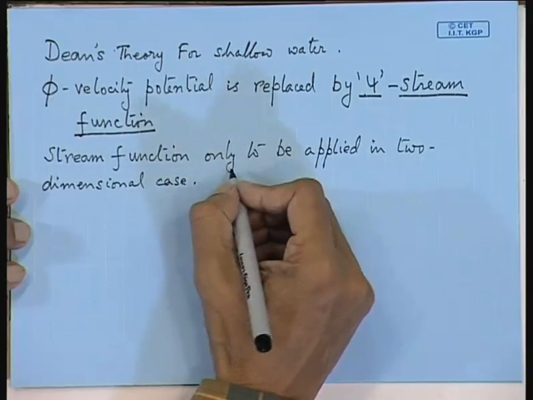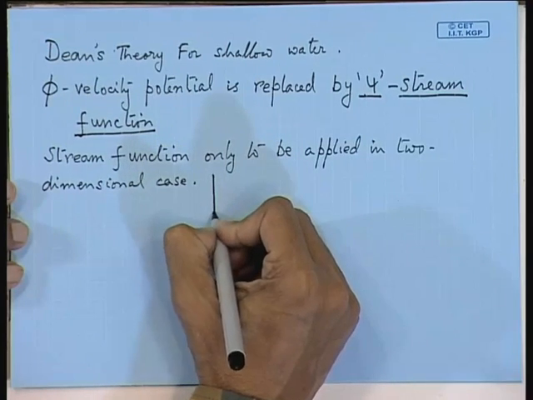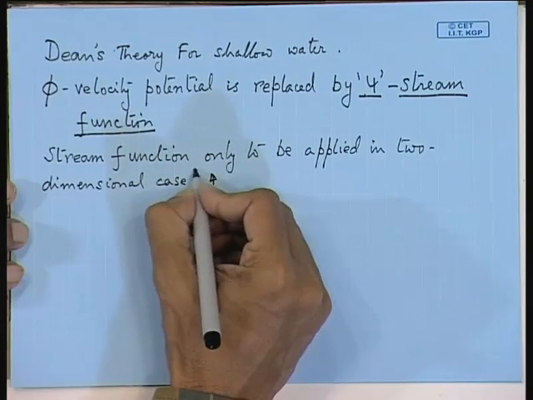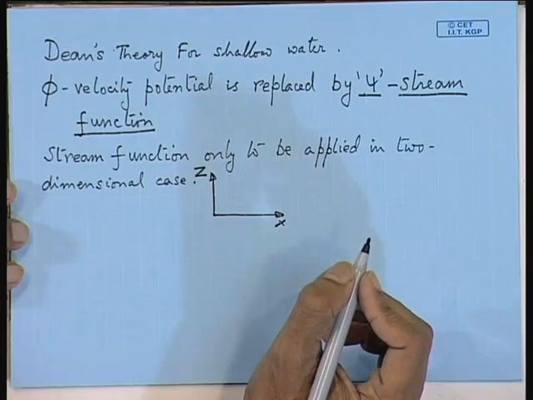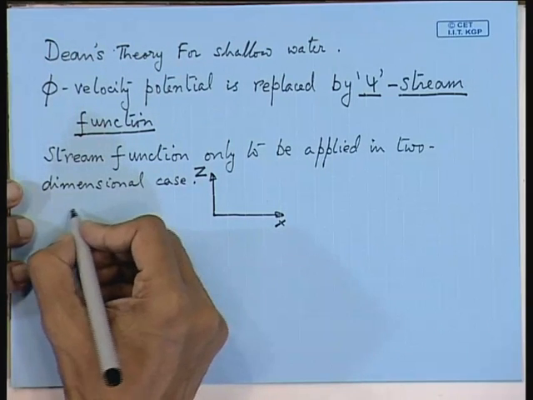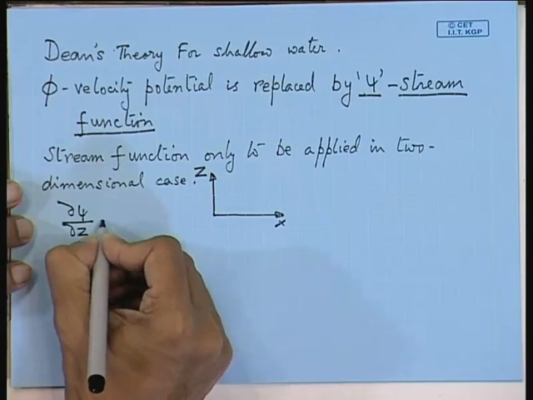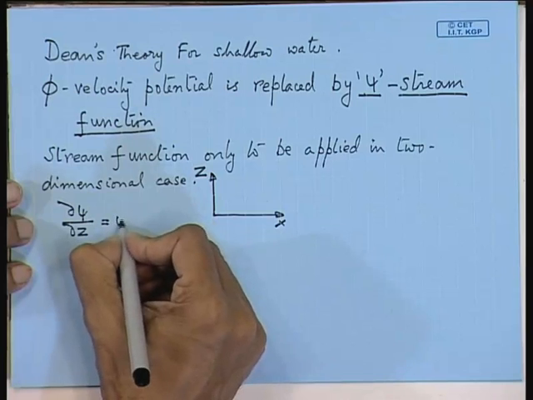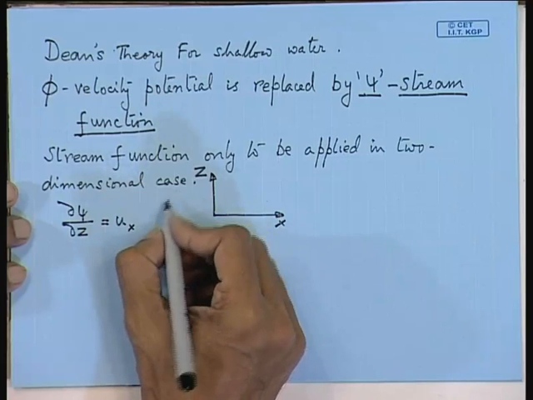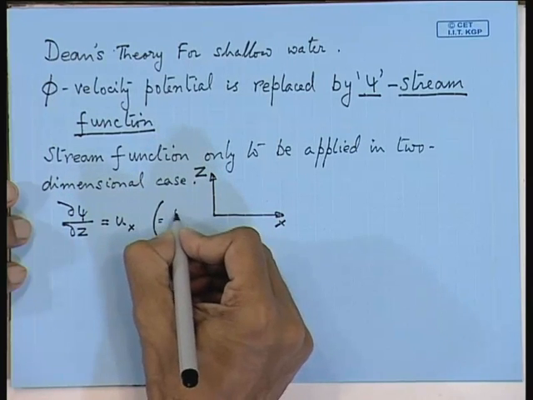Say here you apply it in the vertical xz plane. Say in this plane you can apply it. Say this is your x axis and this is your z axis. So, in this plane if you apply, then you can get your velocity, that is del psi over del z. So, that will be equal to your velocity in the x direction. Now, what is the velocity in this x direction? This is nothing but del phi over del x.